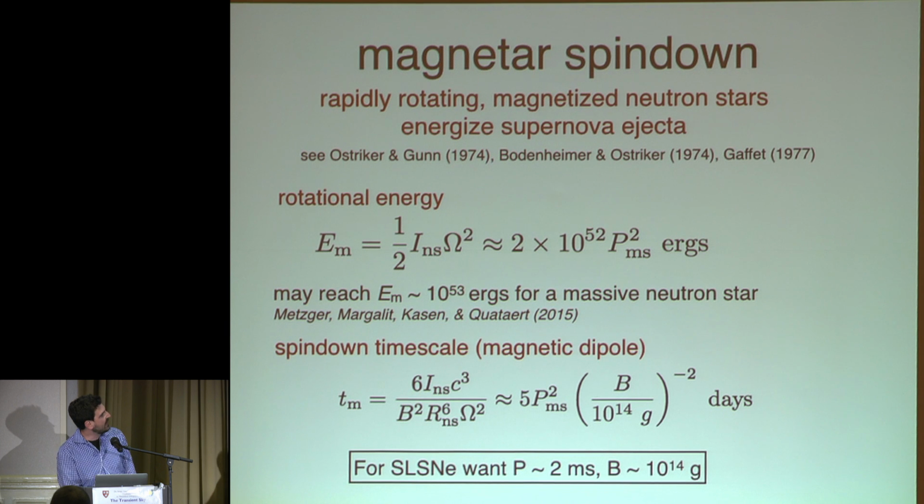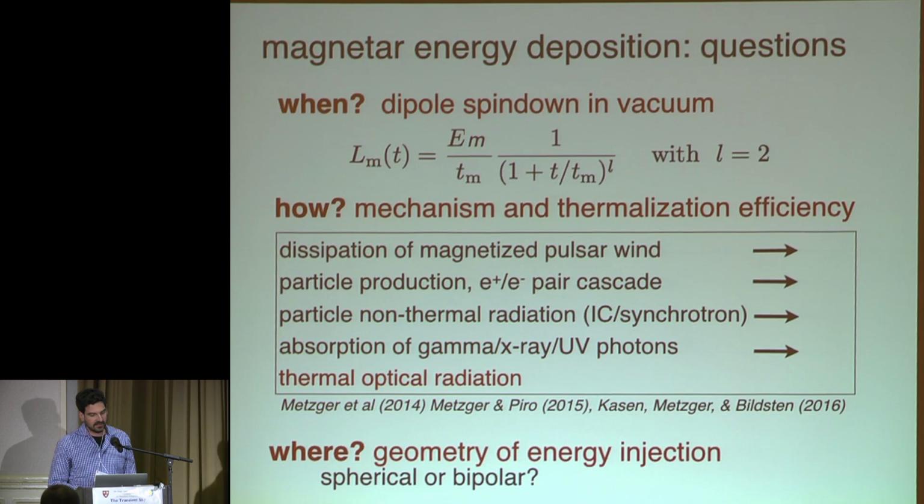And that energy will be tapped if the thing is magnetized, due to magnetic dipole spin down on some time scale that depends upon the magnetic field strength. And so for a superluminous supernova, to get that sweet spot of having the spin down time scale match the diffusion time scale, we want magnetic fields of about 10 to the 14 Gauss, so sort of weak magnetars, and fairly rapid spins, maybe millisecond or so spins. Now that's a nice picture.